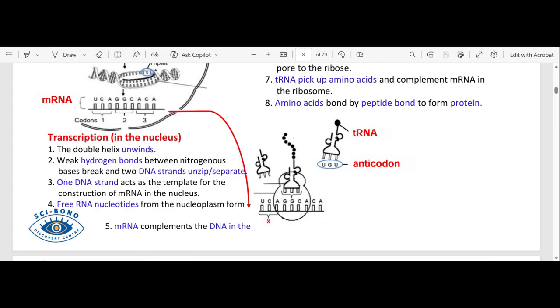Then we have the movement of mRNA. After the mRNA is formed and the process is completed, it moves out of the nucleus into the cytoplasm, where it attaches to the ribosome. You see this red arrow, a representation of the movement of the mRNA. But you don't have to include it. You can look up a lot of memos, and they don't include the movement of the mRNA.